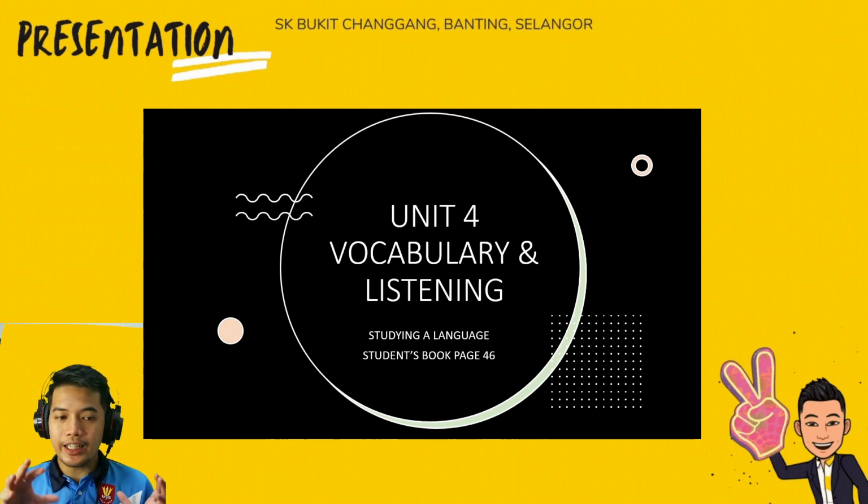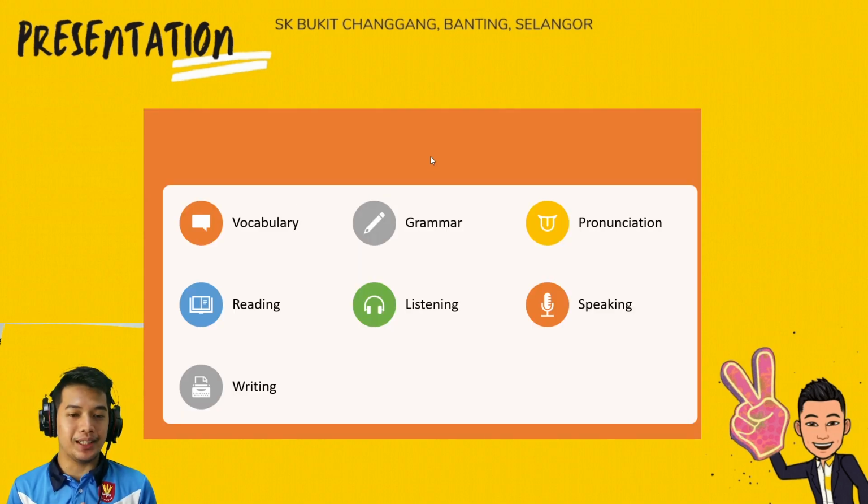So sepanjang ni kita akan gunakan perkataan-perkataan yang berikut. Jadi apakah perkataan berikut? Perkataan yang pertama, the first word is vocabulary. So what is vocabulary? Vocabulary is kosakata. And then we have grammar here. We have pronunciation. We have reading, listening, speaking, and writing. So if you notice, we have reading, listening, speaking, and writing.